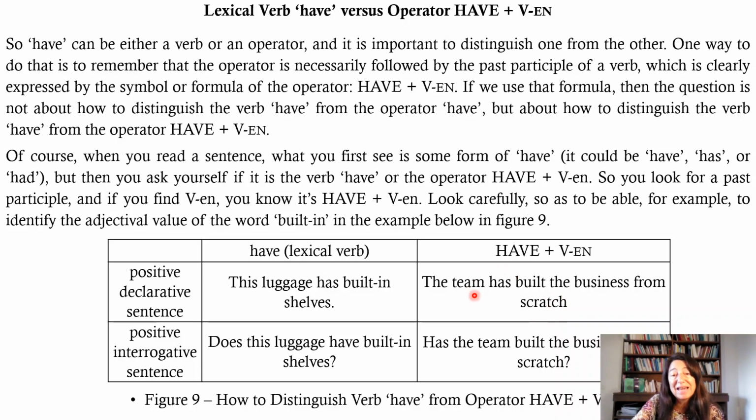But, and that's the way you recognize and distinguish the operator from the verb, as soon as you can see that have is followed by a past participle, and you make sure that that past participle does not have the function of an adjective, then in that case you are seeing the operator have plus VEN, and therefore the operator is the tool that you use to make all the different types of sentences. Okay, so the question here would be, has the team built the business from scratch? So they're not used the same way, and you need to make sure this is clear for you.